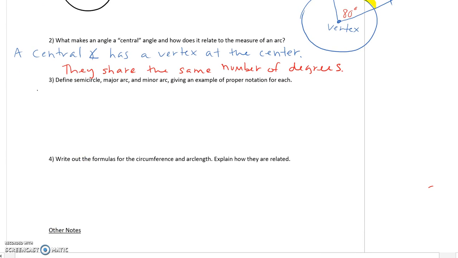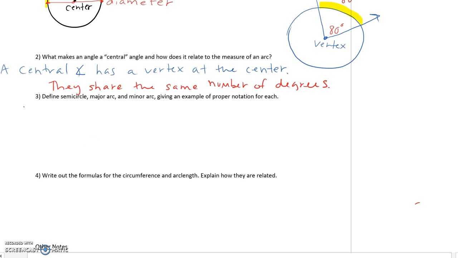So moving on, what's a semicircle, a major arc, and a minor arc? I'm going to start with a semicircle. A semicircle is half of the circle, but in terms of an arc, I'm not talking about the diameter. I wouldn't draw a half circle. I just go halfway around the circle.